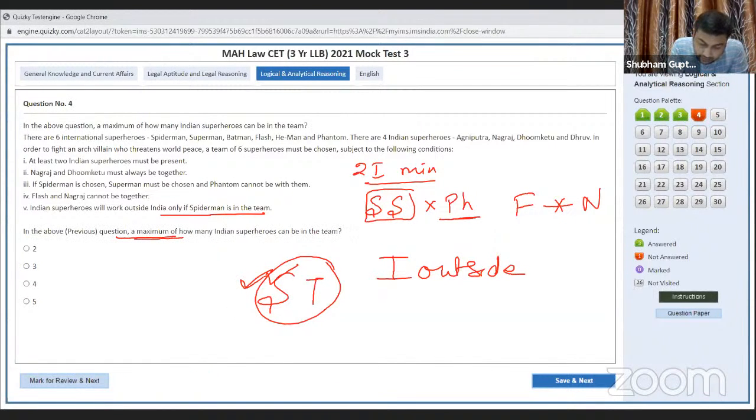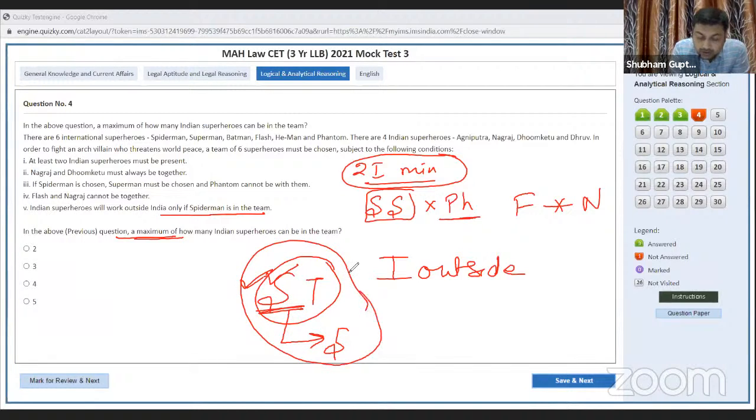In the previous question, we wanted the maximum number of Indians. Minimum is given to me as 2. Total I have 4 Indians, so maximum could be 4. Let's see if they can be. If Spider-Man is there, then Superman should also be there. So two positions are always gone. So the maximum positions left for Indians is 4, and the number of Indians is maximum 4. So I would go with 4.